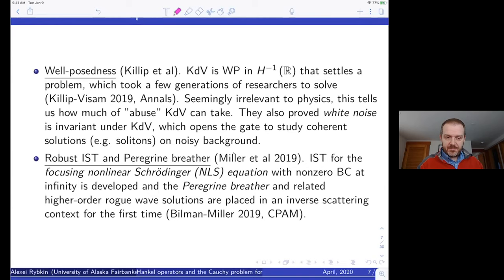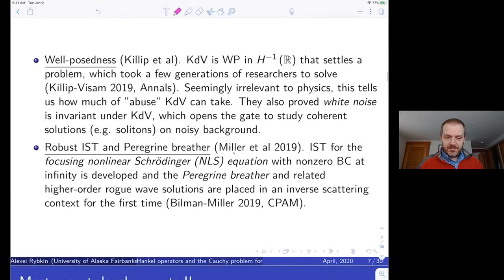And also, I should mention that quite recently they proved that Gaussian noise is invariant under the KdV equation. So those results may be a little bit on the mathematical side, but I view them as a manifestation of what kind of abuse KdV can take and still be well posed.